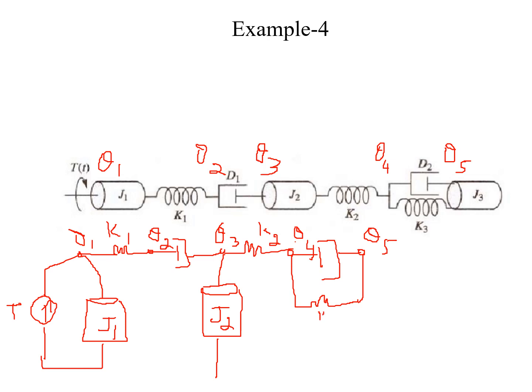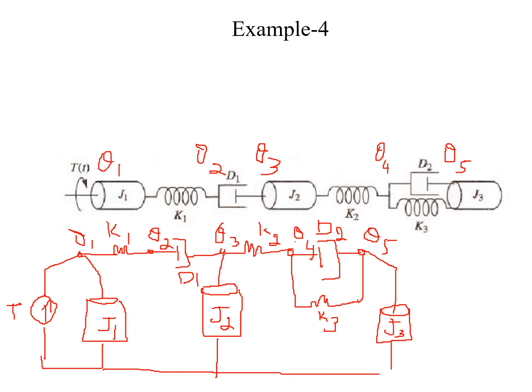This is my K3, this is my D2, this is my D1, and theta 5 is connected only to J3. So connect it here and join everything. This completes your network for the given rotational mechanical system.